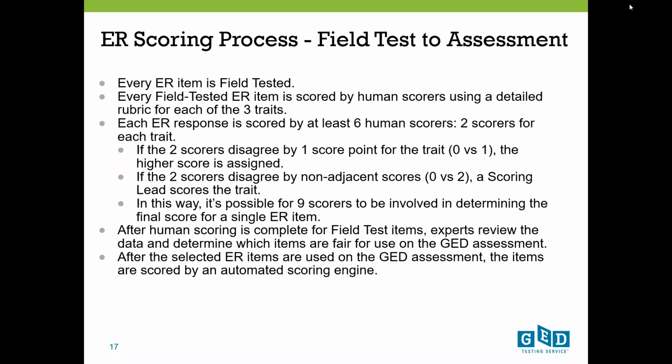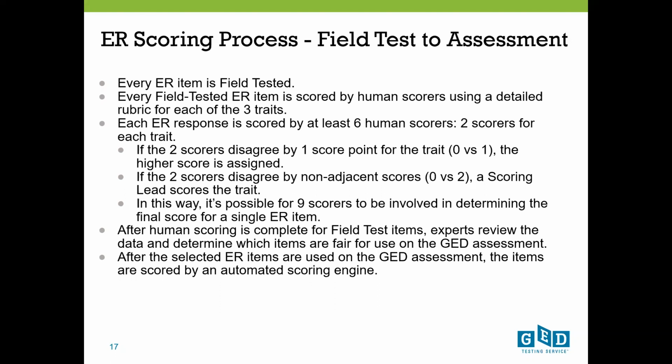If 2 scores disagree by non-adjacent scores, meaning one of them gives it a 0 and the other gives it a 2, then the scoring lead comes in to score the trait. And so throughout this process, this means that it's possible for up to 9 scorers to be involved in determining the final score for a single ER item.